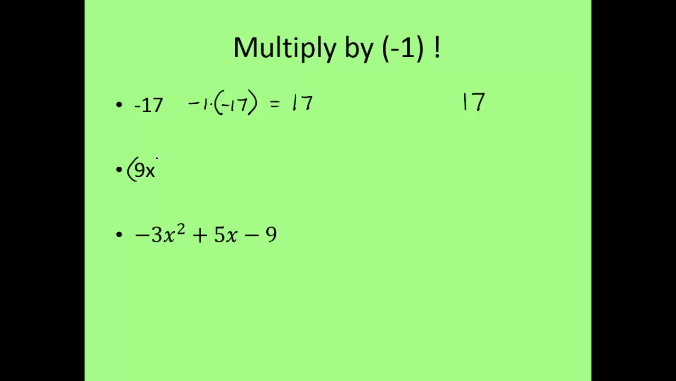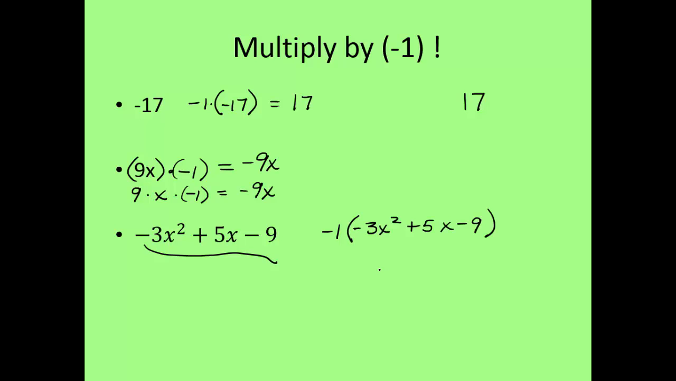Okay, so let's try that here. Multiply this by -1. Well, you do -1 times the 9, so that's -9 times x. So now when we get to complicated things like this, just follow the same rule. If you want the opposite, multiply it by -1.